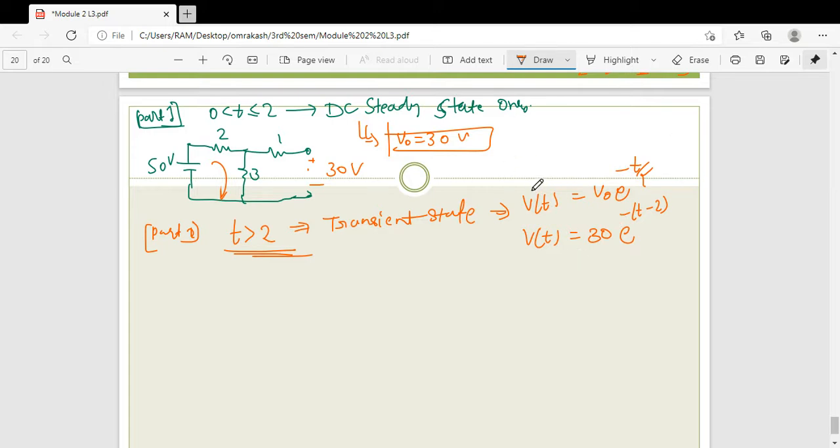So okay, I can also add here t minus 2 by tau for t greater than or equal to 2. Now this is the complete expression for v of t. Put the different values of this v of t and find out the waveform or find out the energy stored up to 2.5 seconds.